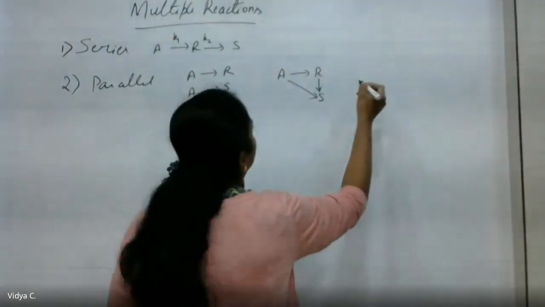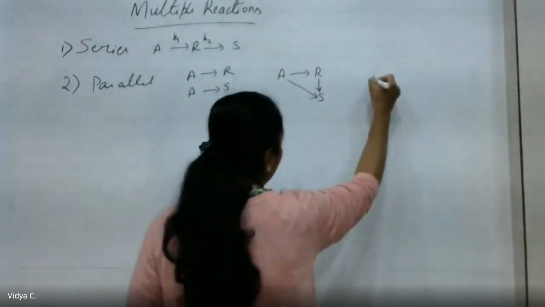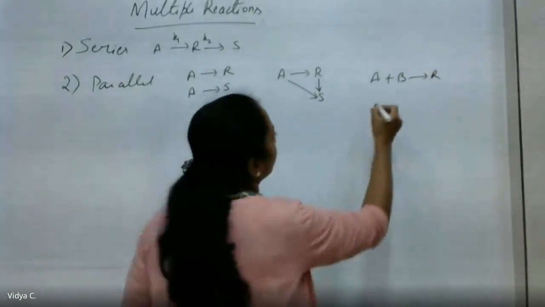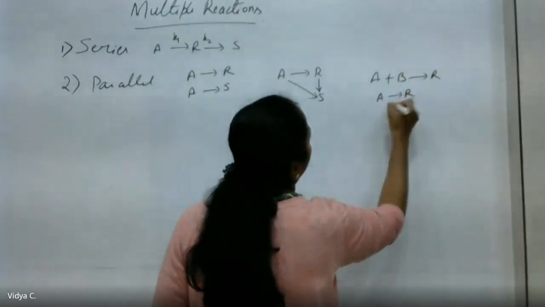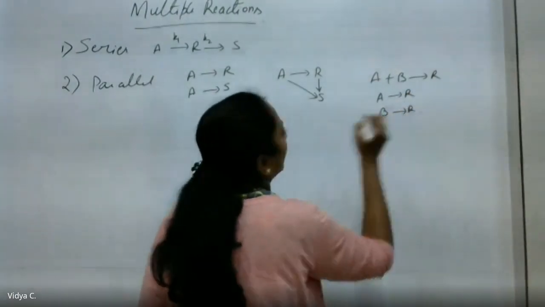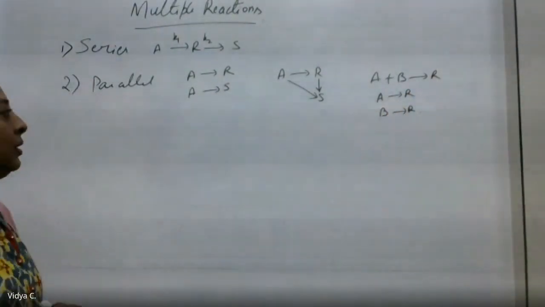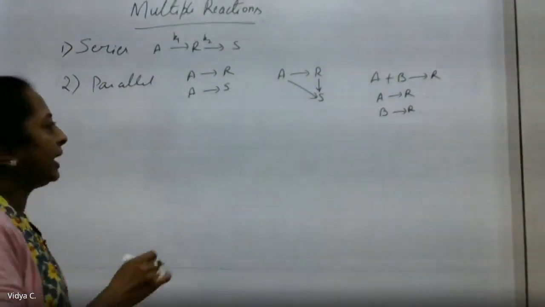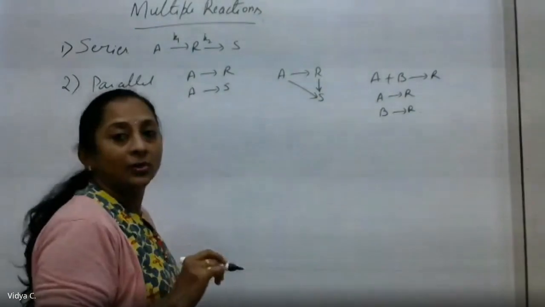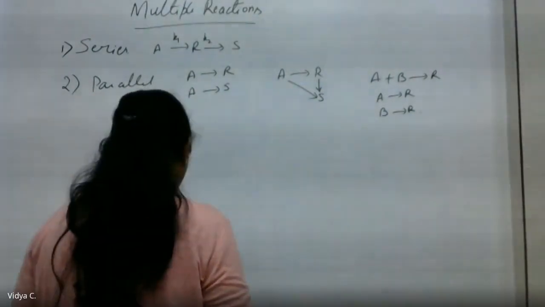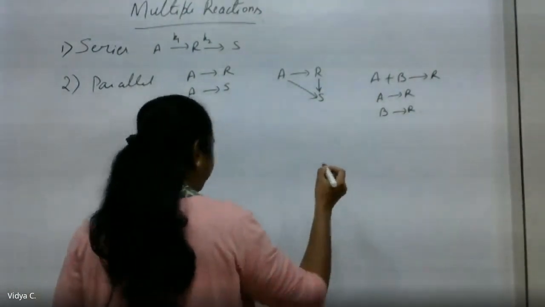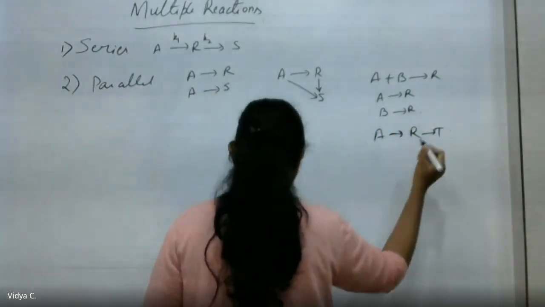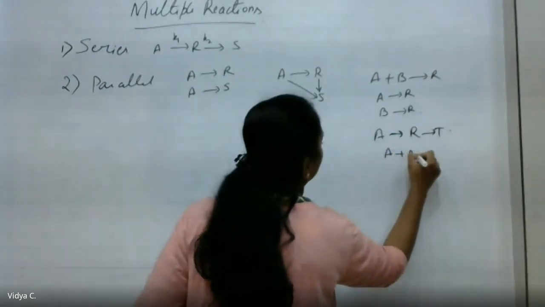And the other ways are, suppose I have a reaction A plus B gives R. Here A may be giving R and B may be parallelly giving R. So these are the different types of parallel reaction. Actually, in industries, there are more complicated reactions. And those more complicated reactions are actually A gives R gives T, and this A plus A gives T.